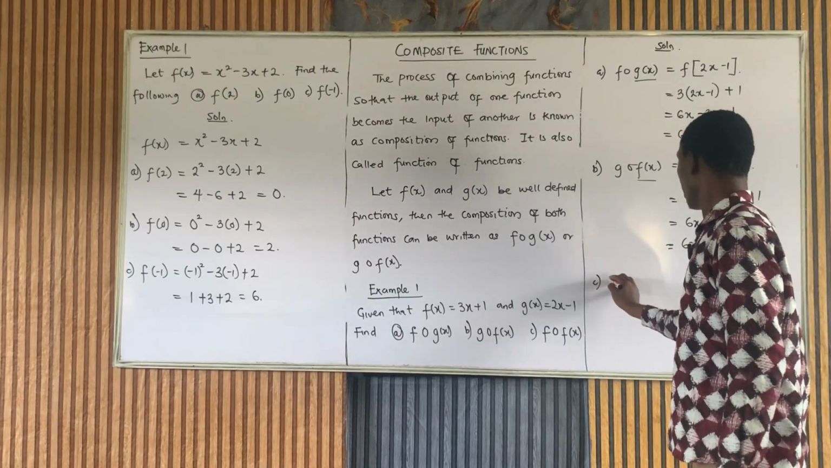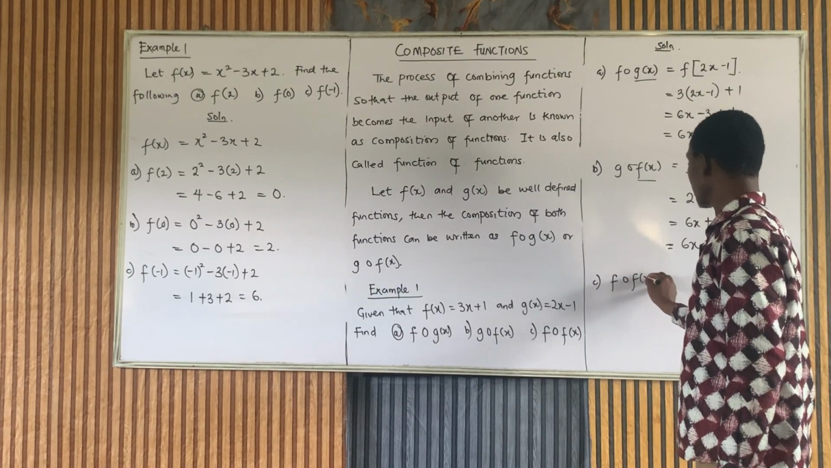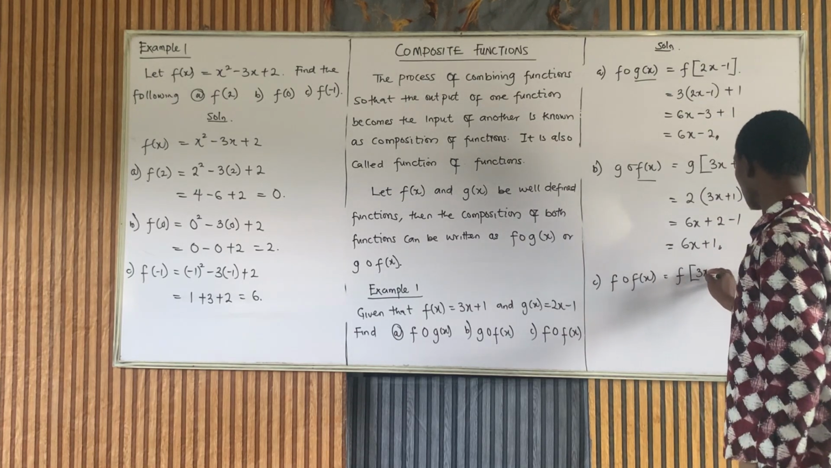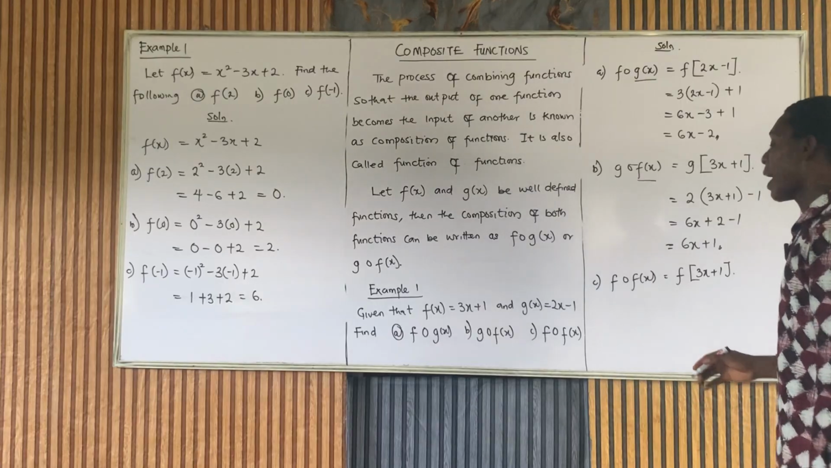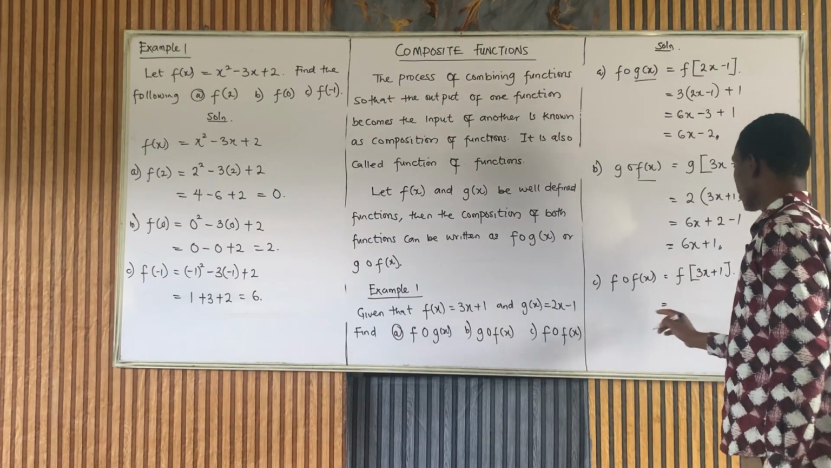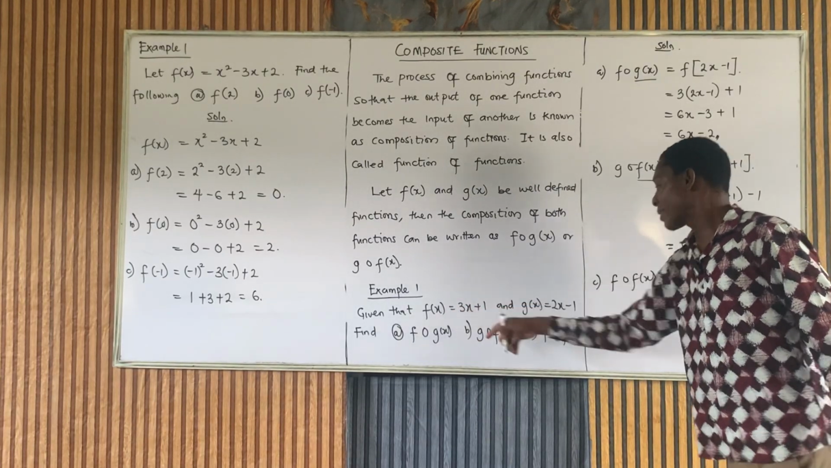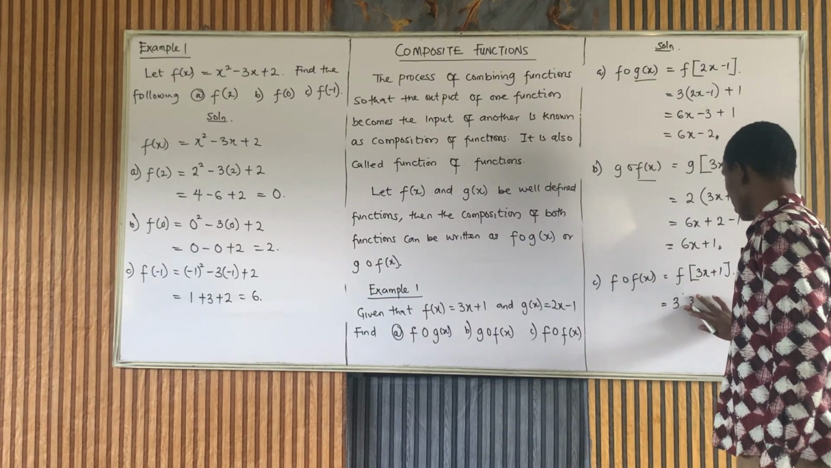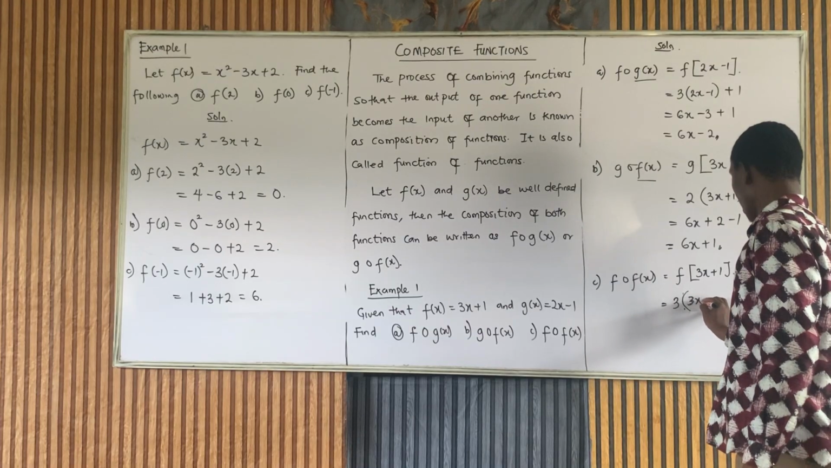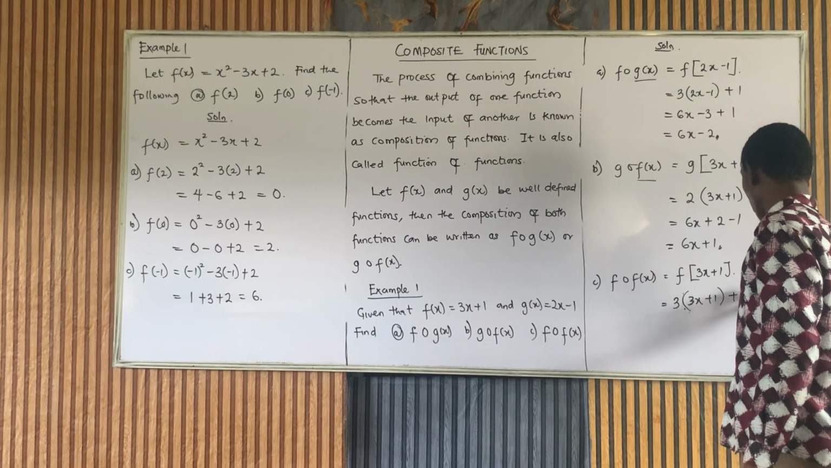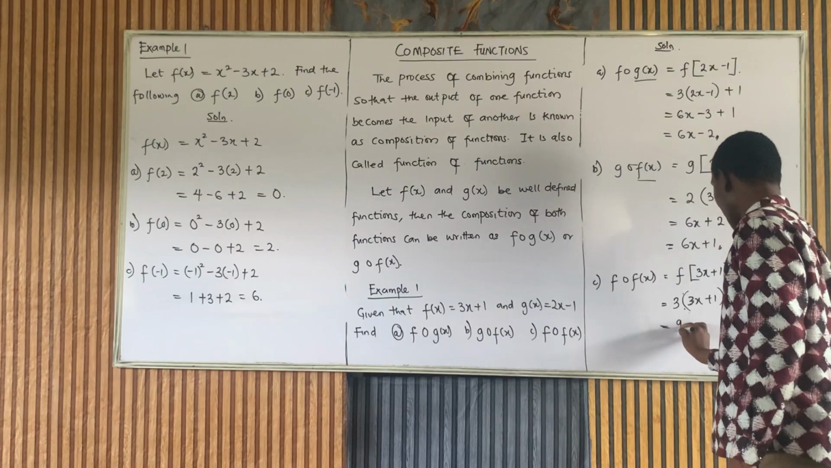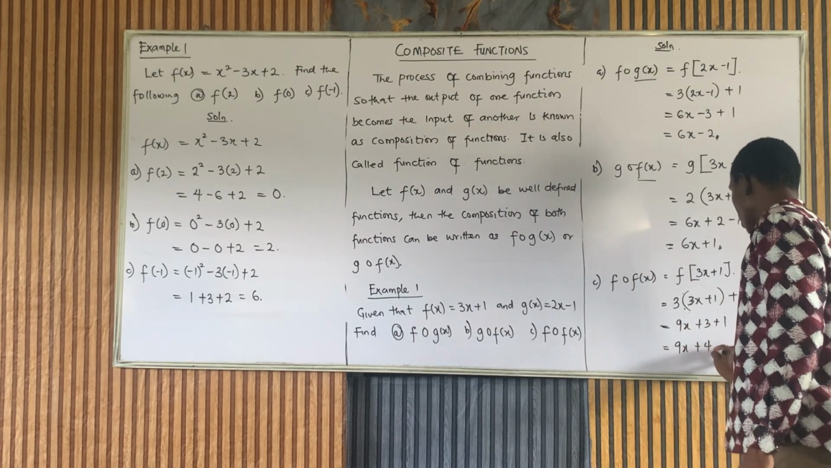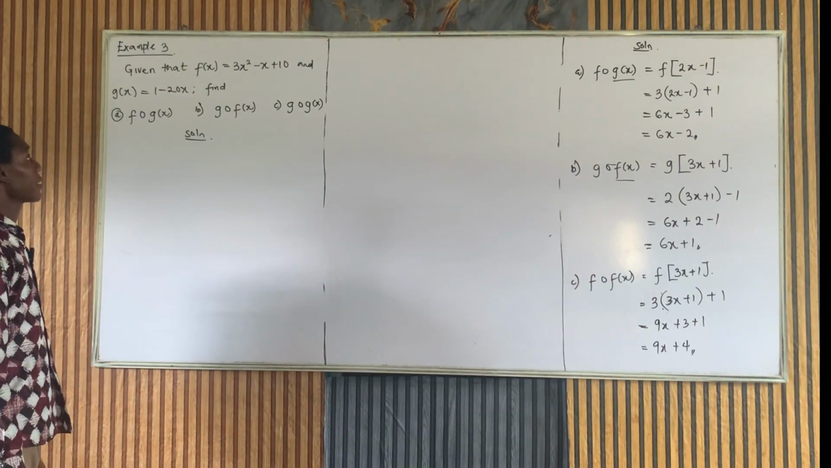Lastly, f of f of x. So first of all, what's f of x? 3x plus 1. And then now, f of this will be, multiply what is here by 3. That is 3 times 3x plus 1. Then add 1 to it. So this will be 9x plus 3 plus 1. And that's 9x plus 4. That's that for this.